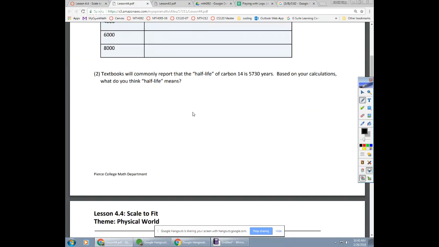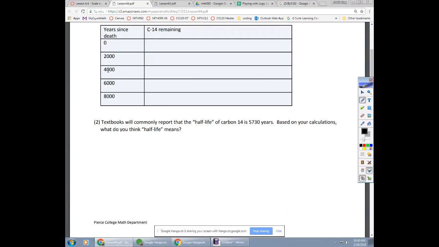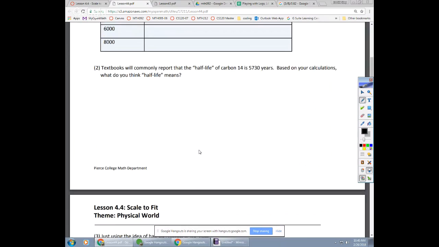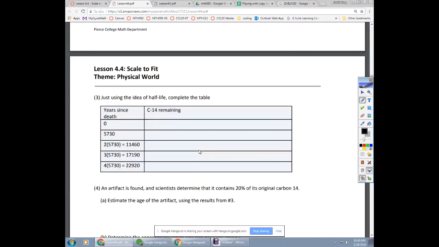I talked about what half-life meant, so you're going to talk about it with respect to carbon 14. Carbon 14 half-life is believed to be about 5,730 years. Okay. So somewhere between the 4,000 years and the 6,000 years is where 50% of what we started with should end up. Okay. So start filling out this table, answering question 2, and then the next table, either on paper or on a spreadsheet.